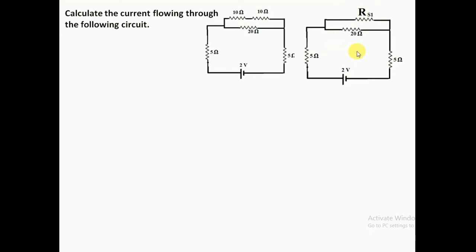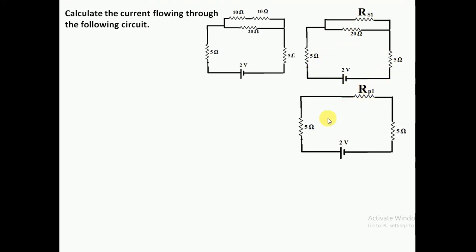Now in this circuit I can see these two, Rs1 and 20 ohm, are in parallel. I don't see any other combination, so only this parallel I can see. I'll replace this by R parallel 1. This is my first parallel, so I'm using this. Now in this circuit I can see this 5 ohm, Rp1 and 5 ohm, they are in series.